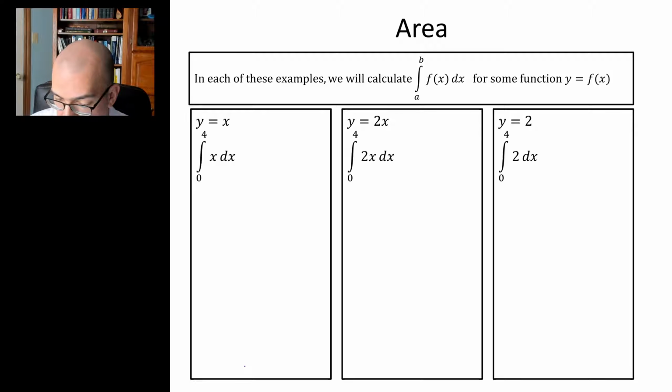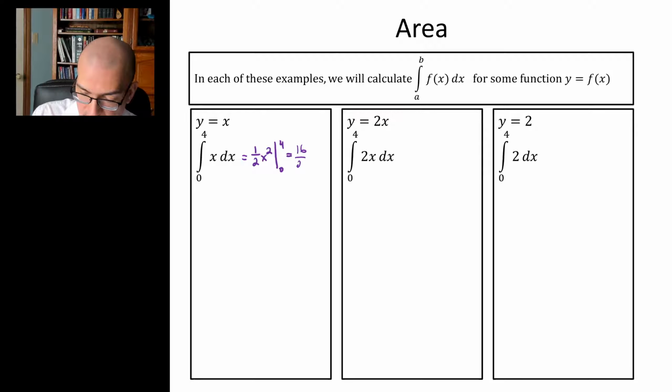So the first experiment is I want to calculate the integral from 0 to 4 of x dx, and I'll interpret it after we calculate it. Antiderivative of x is 1/2 x squared. Using the anti-power rule, we're evaluating from 0 to 4. So we get 16 over 2 minus 0. We get 8 as our answer. Now I'm going to draw a picture of that.